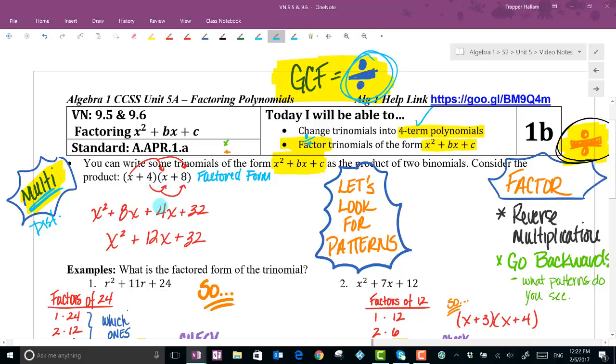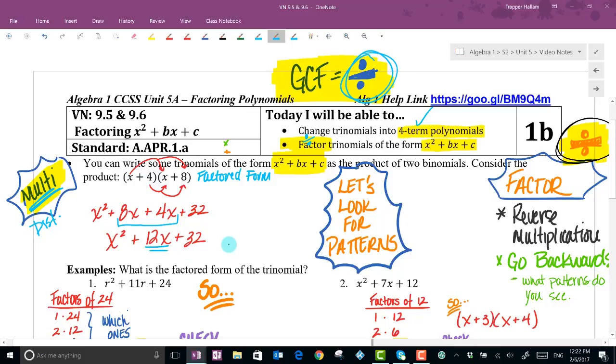If you look at that, we do x times x, which is x squared, x times 8, 8x, 4 times x, 4x, and 4 times 8 is 32. So we know that those are all multiplying together, and we can follow those arrows to get there. Then we combine these like terms, and we get that middle linear term there. That's something you should be familiar with.